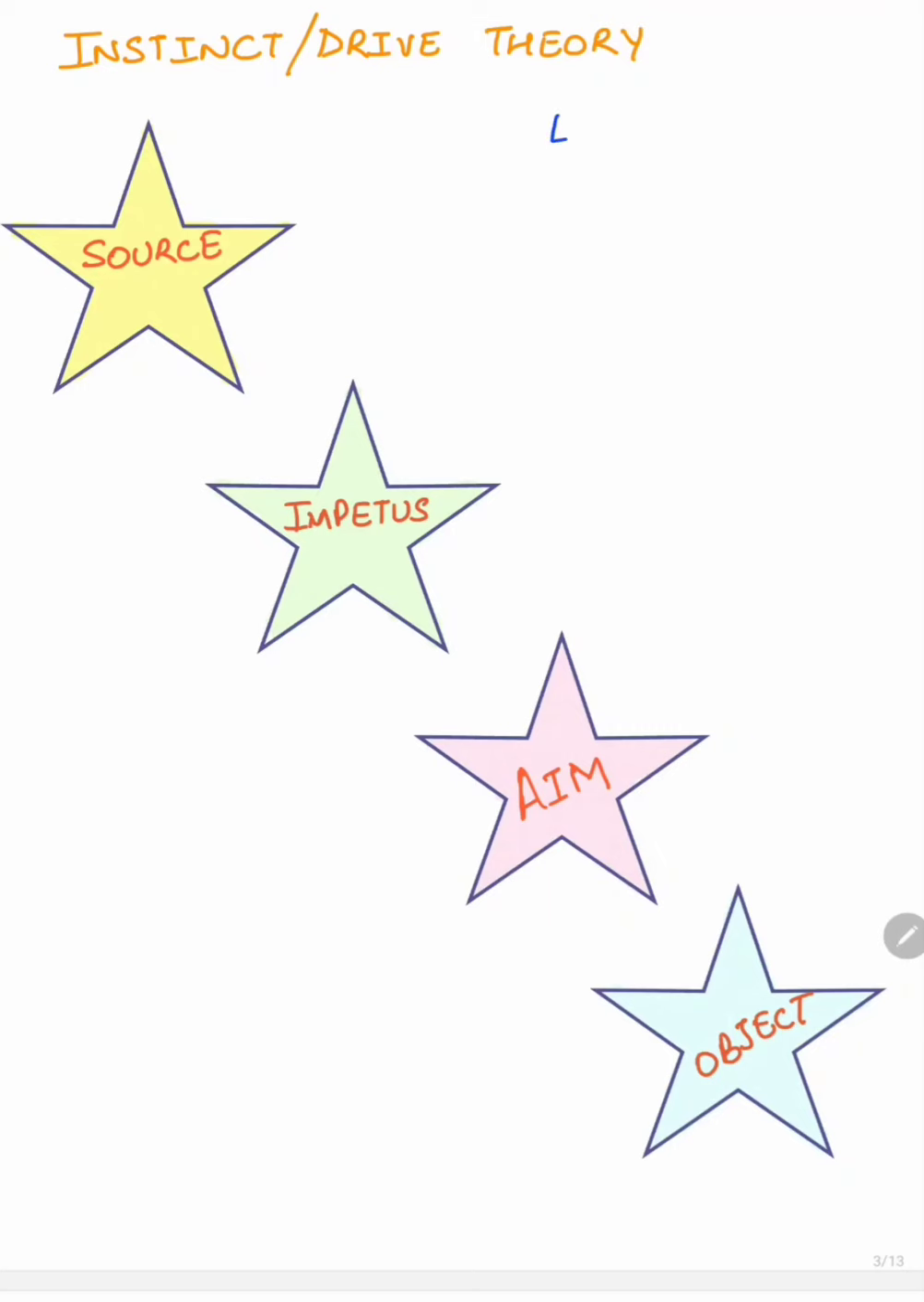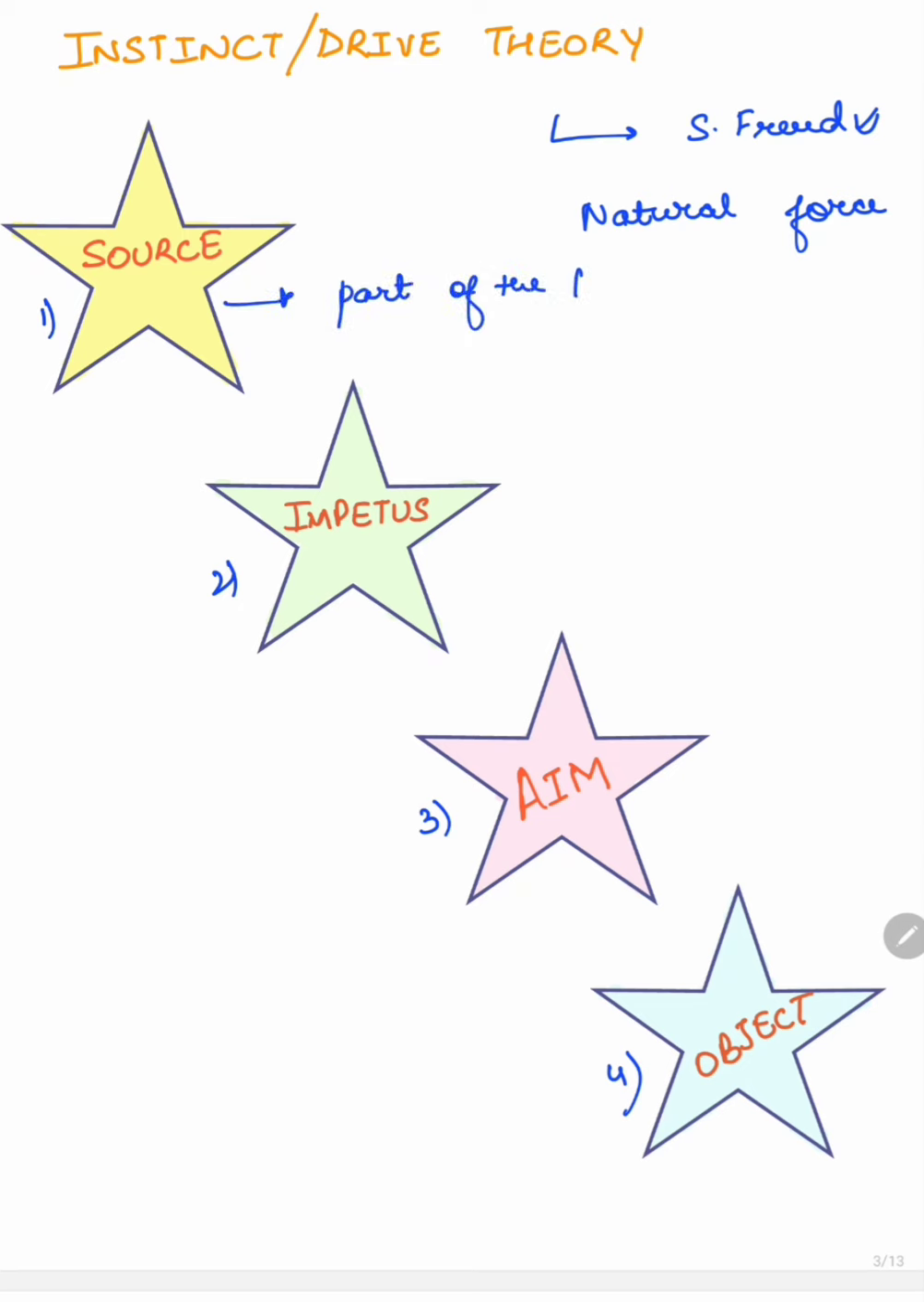The second one is the instinct drive theory, which was also given by Sigmund Freud, right? It works on the instinct or the drive. This is basically the natural force that causes a person to behave in a particular way. That is our instinct or drive. It has four components: the source, the impetus, the aim, and the object. The source is a part of the body from which the instinct arises. The impetus is the amount of force that is associated with the instinct, or that is required for that instinct to happen.